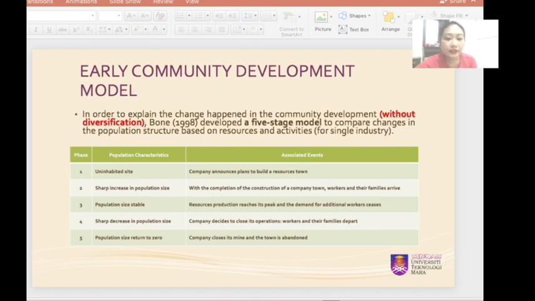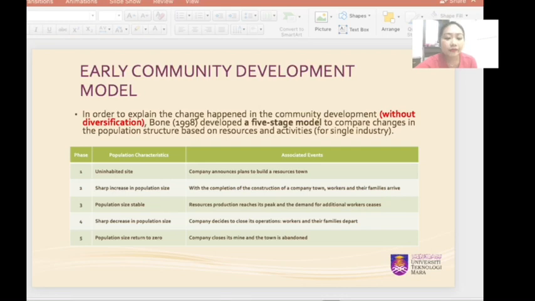In the first stage, as you can see, the company announces plans to build a resource town and construction begins. After the completion of the town site, which is under the second stage, there is a sharp increase in the population as workers and their families arrive. During the third stage, the population then stabilizes as resource production reaches its peak. However, the final stage of the model occurs when the company announces closure and the population of the town drops as the town is abandoned.